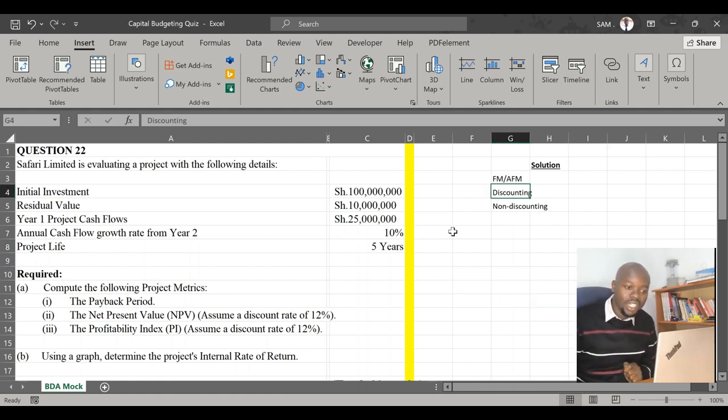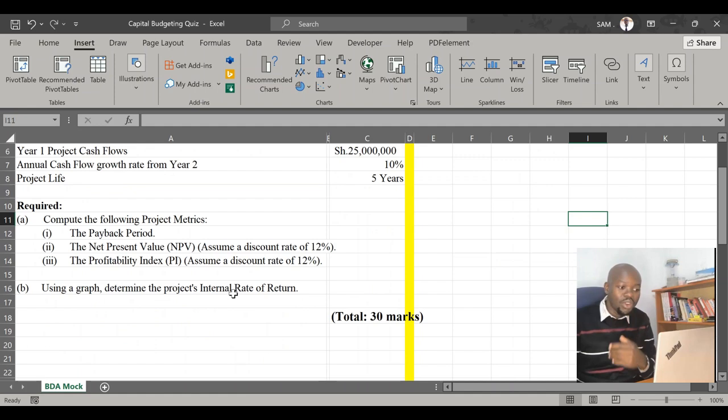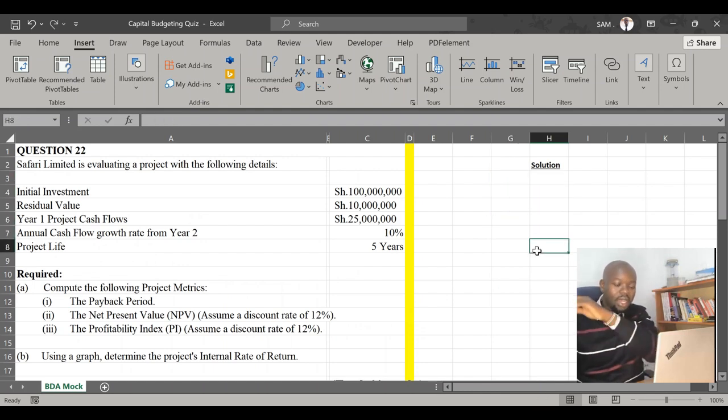discounting techniques are mostly where we do the net present value, the profitability index, and many others. Then, non-discounting techniques are techniques where you do not go ahead to discount your cash flows. So we will be able to cover most of these discounting and undiscounted techniques in the other sessions that will continue. So here we want to do payback period, net present value, profitability index, and also IRR. So as we move forward, you'll be able to get the relationship of the theoretical part and application in BDA.